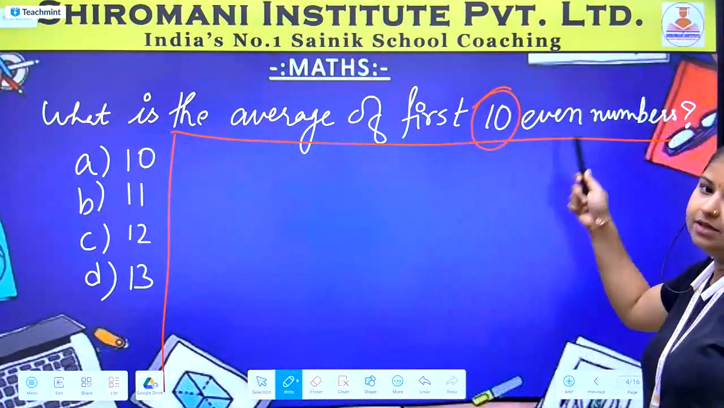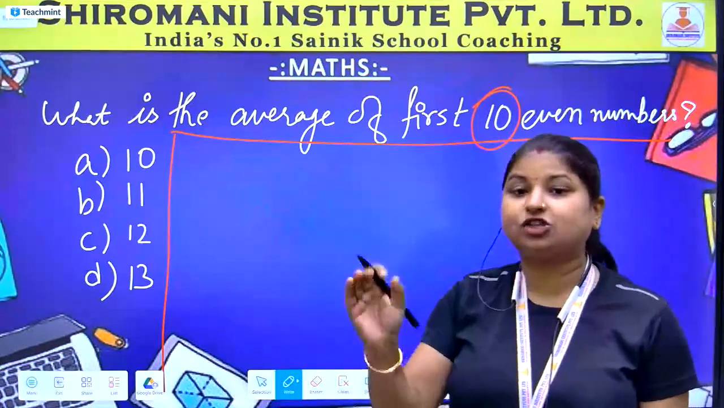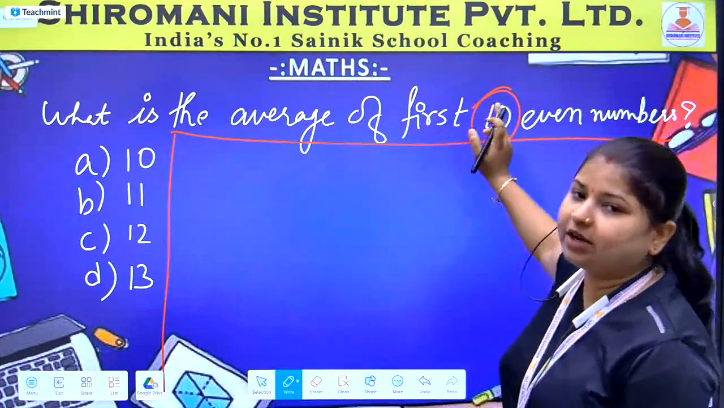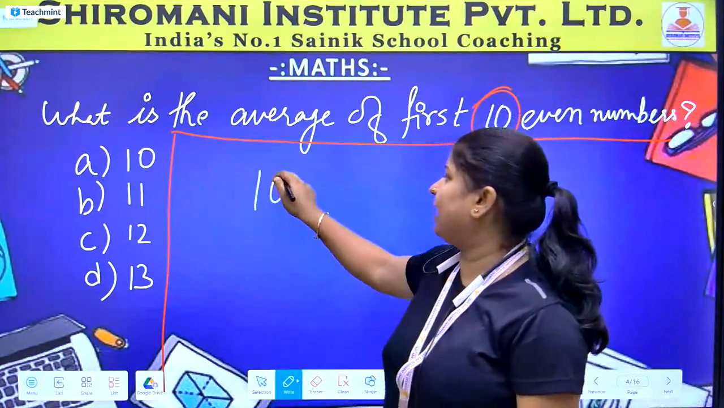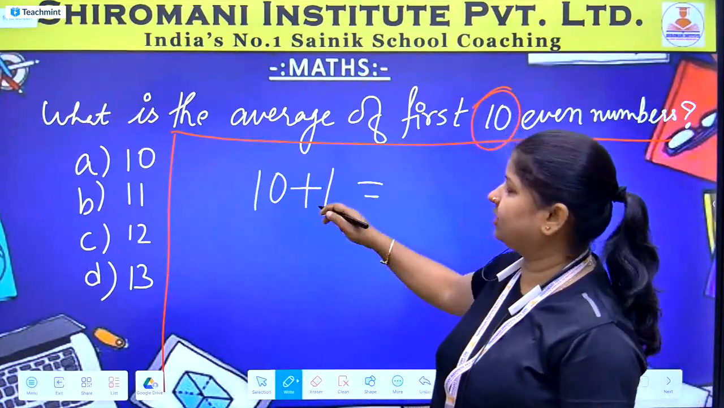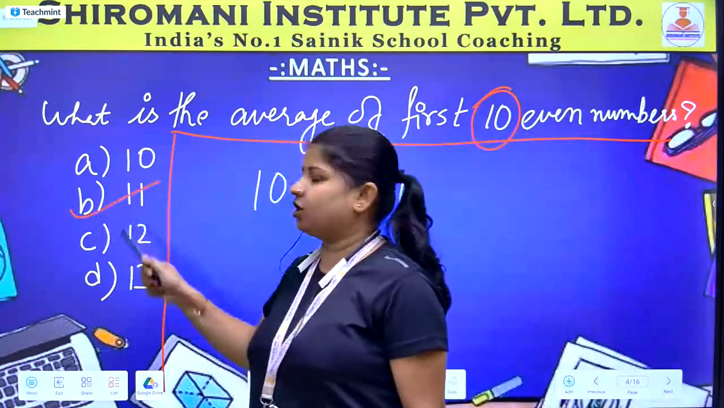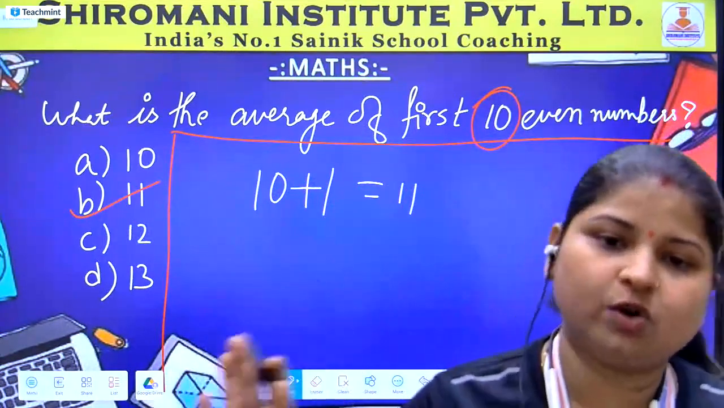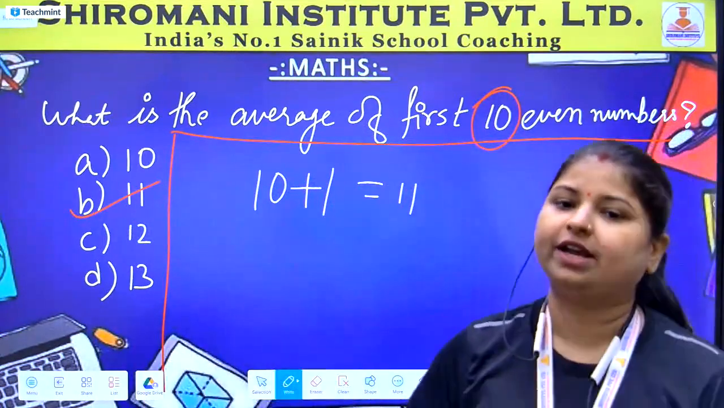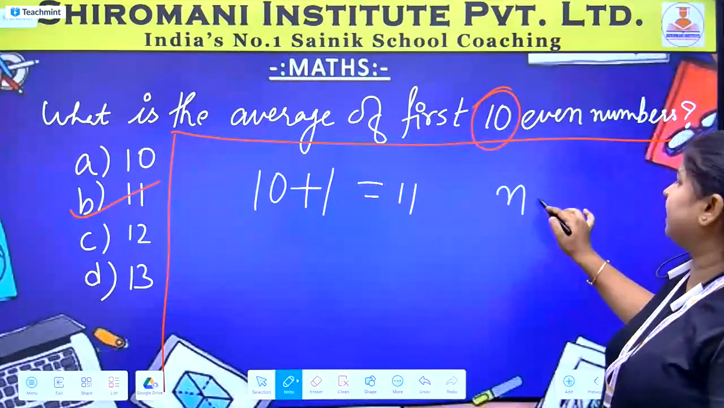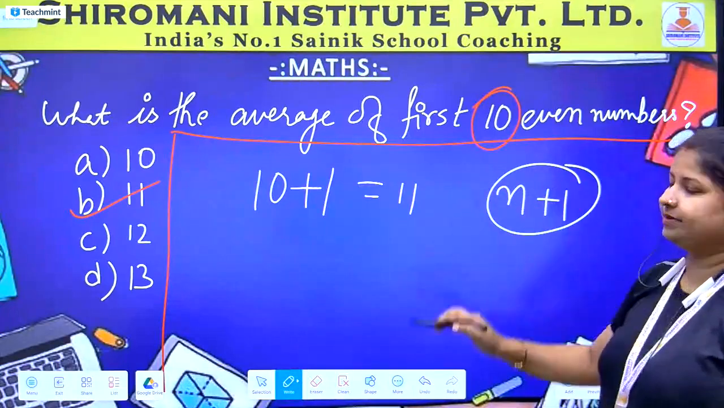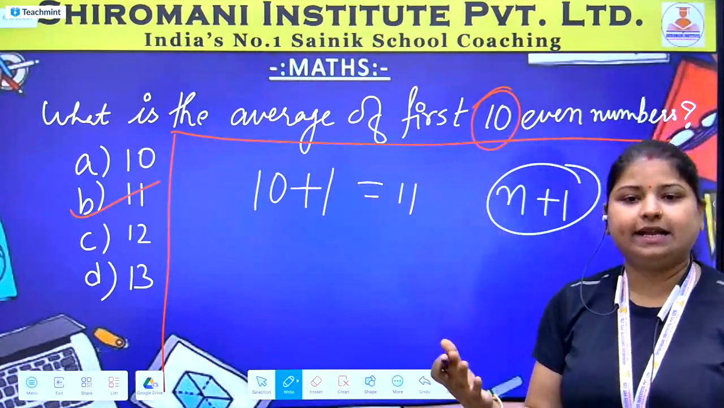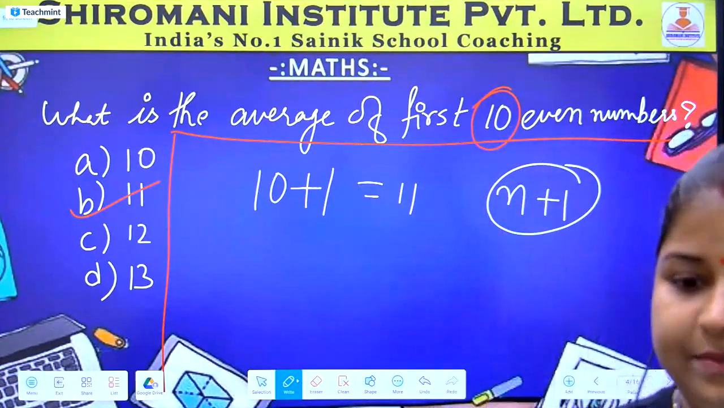Whenever the average of first n even numbers is being asked, whatever number is written, you have to just add 1 to it. So 10 plus 1, 11. 11 will be your answer. No steps, no multiplication, no division, no addition, nothing. Just the short trick: if n number is being asked to you, just add 1 to it. So 10 even numbers is being asked, 10 plus 1, 11. 11 will be your answer.